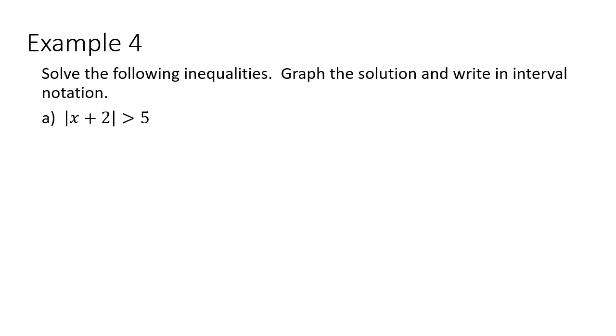So let's work some absolute value inequalities. Starting with part A in example 4, we've got the absolute value of x plus 2 greater than 5. So again, for the setup here, I'm going to do a u substitution to make it a little bit easier to see. So we're saying distance greater than 5 from 0, further away than a distance of 5.